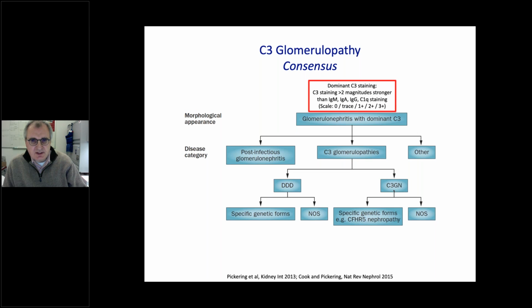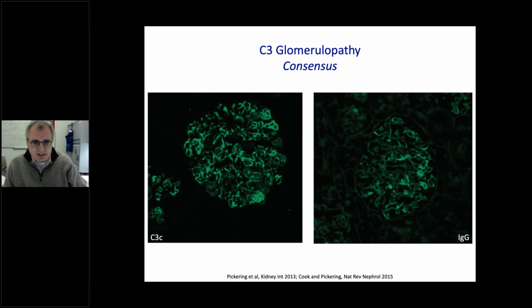Histologically, these C3 dominant forms were identified by a C3 staining that was more than 2 magnitudes stronger than any other staining, including IgM, IgA, IgG, and C1q. But it is important to notice that it is not an exclusive light microscopy diagnosis. So it's not a yes-no finding, but you can find C3 or C3 split products and IgG being positive on immunofluorescence. It is the magnitude difference that makes the case.